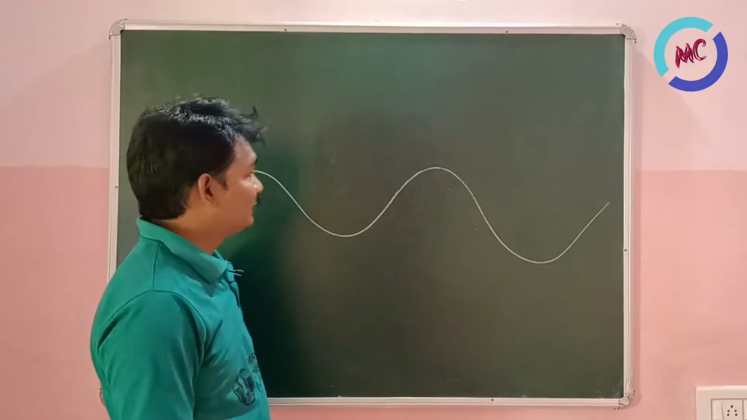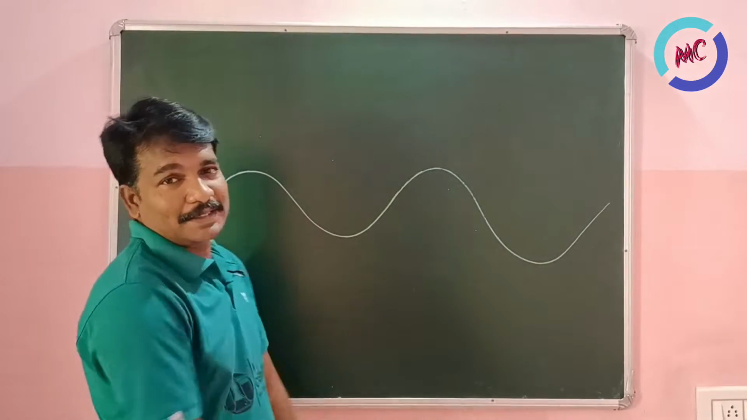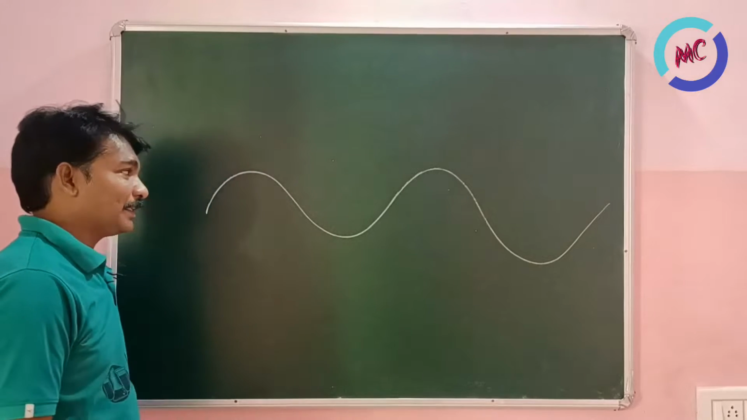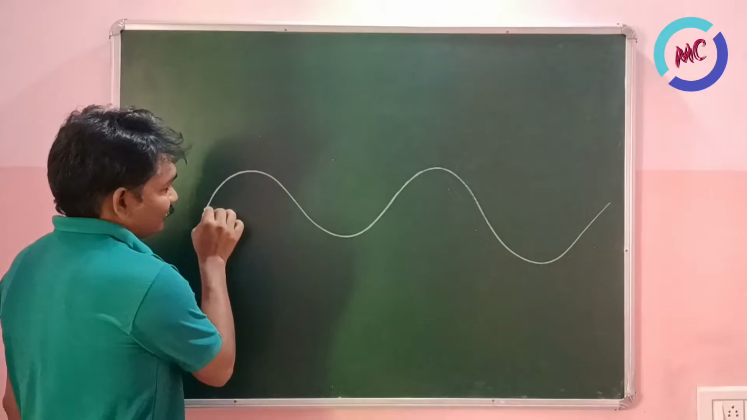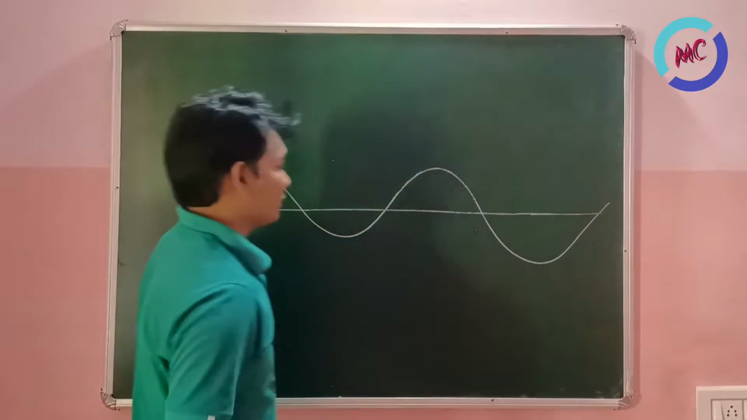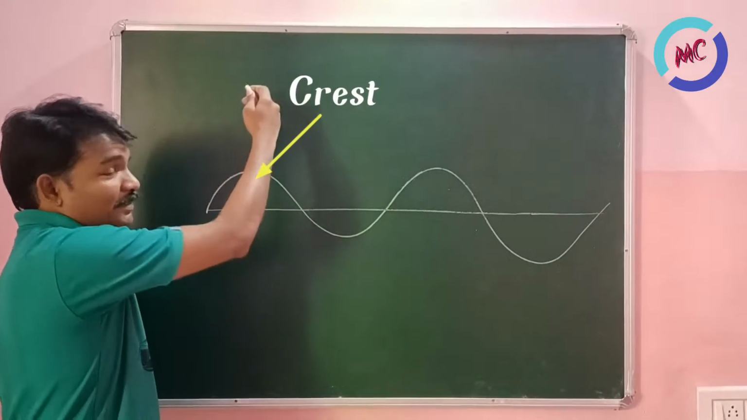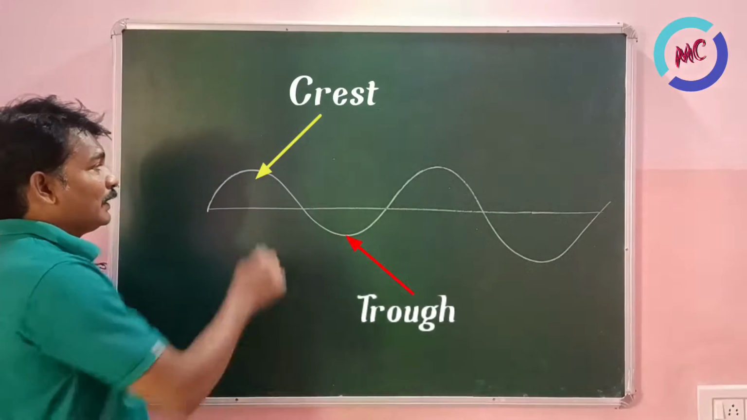Hi dear students, see here, this is one electromagnetic radiation. Just imagine that it is an electromagnetic radiation. In an electromagnetic radiation, there are some crests and troughs. Which one is crest? Which one is trough? This is crest. The peaks are called crests and the depths are called troughs.